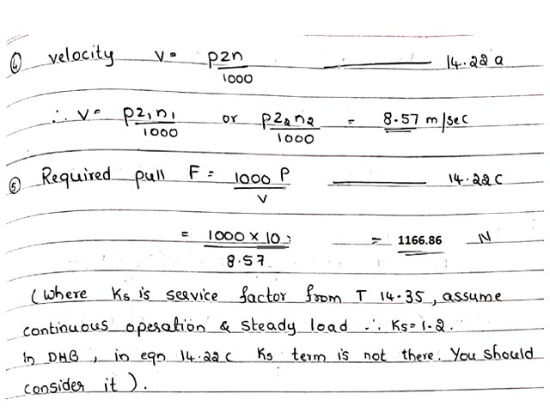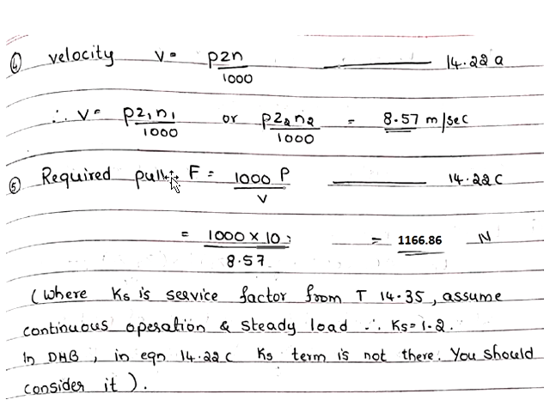Next step, step number 4, calculate velocity. You can use equation either P Z1 N1 by 1000 or P Z2 N2 by 1000. All the values are known here. Substitute and you will get velocity as 8.57 meter per second.